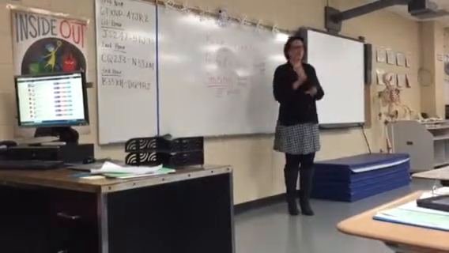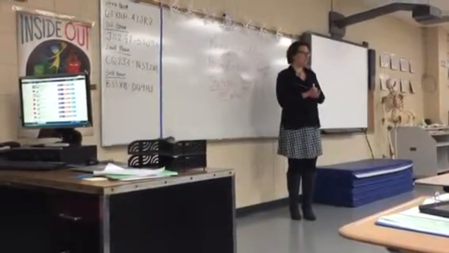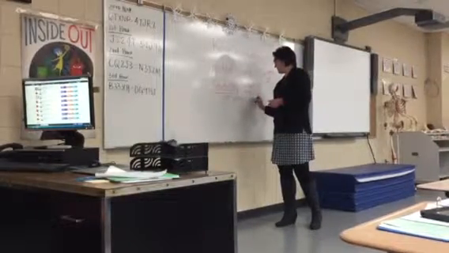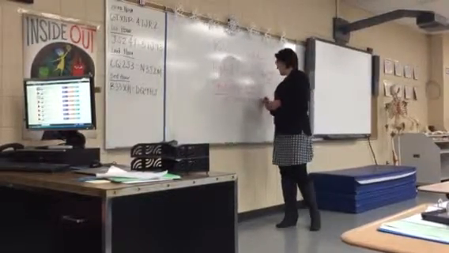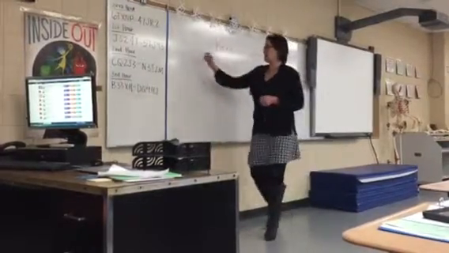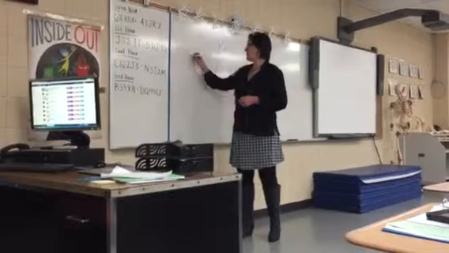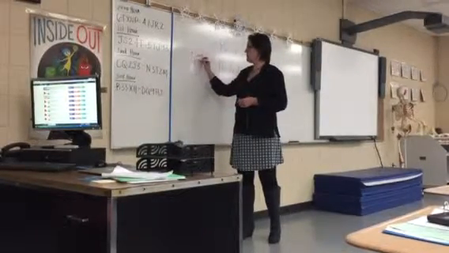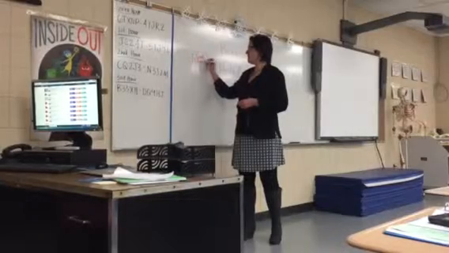What do you think the speed limit is for an alley? 10. 10, good. So alleys are 10. And these are maximum speeds allowed. Okay, so if you see a sign like this, what color are speed limit signs? White and black. White and black, yeah.